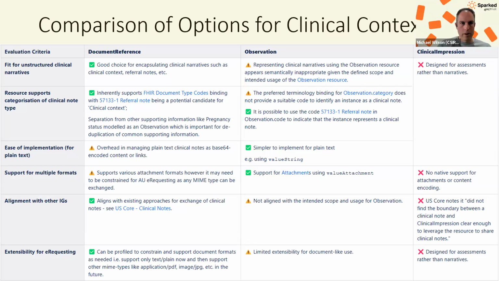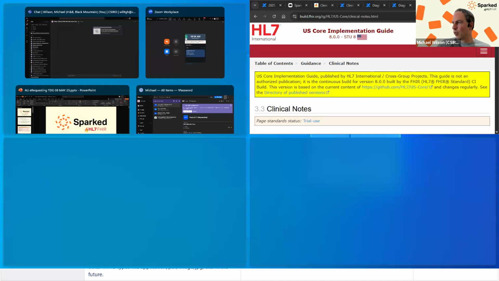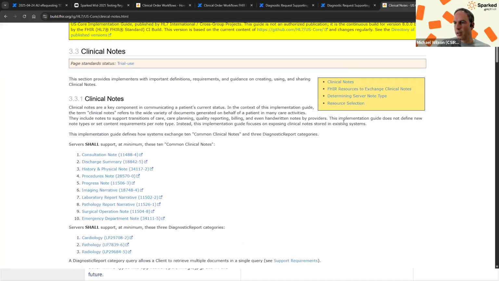Can we just have a quick look at the US Core clinical notes? You're probably right, we don't have to follow it, right? It's not something we have to, well, yeah.